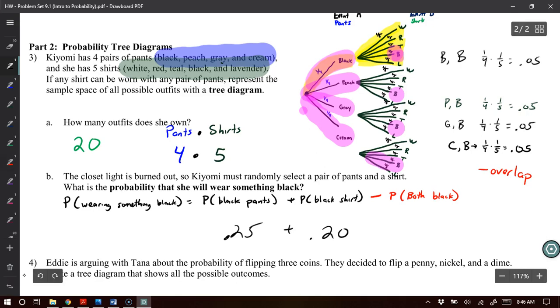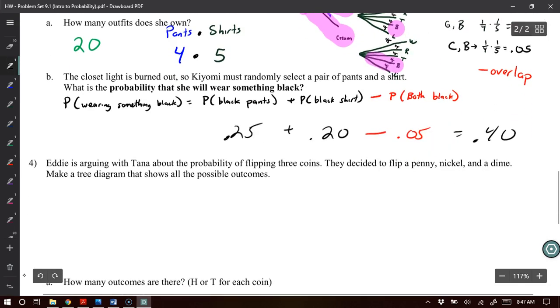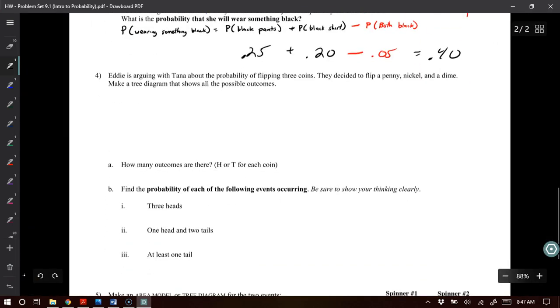But do you see what happened right here? You can see my pink and my yellow overlap and my pink and my yellow overlap. I counted this twice. So I have to subtract that overlap. And so the probability would be 0.40. And so this is the same idea.